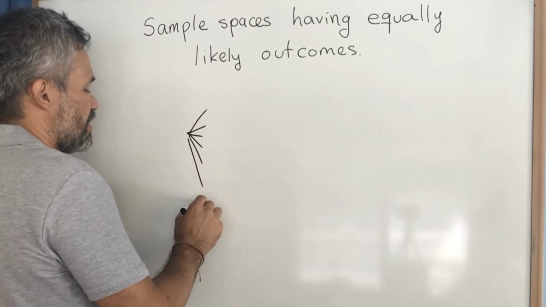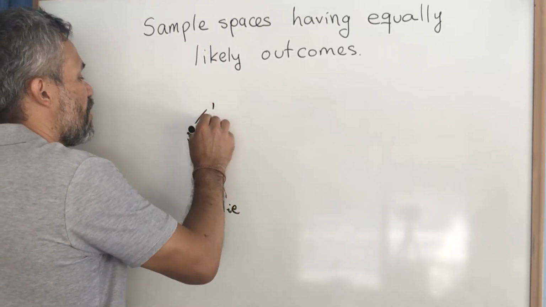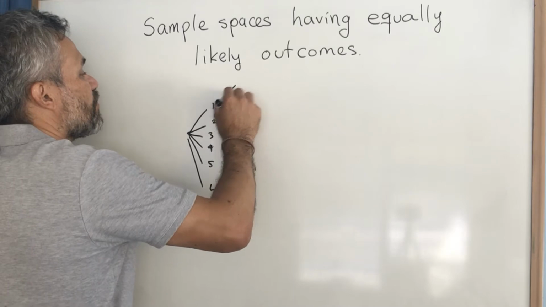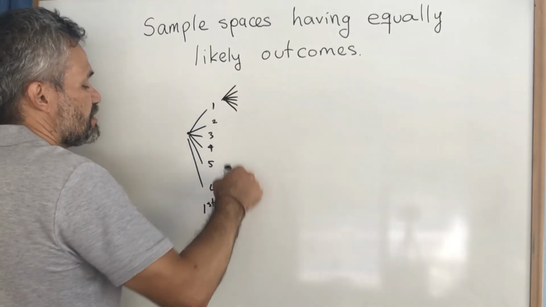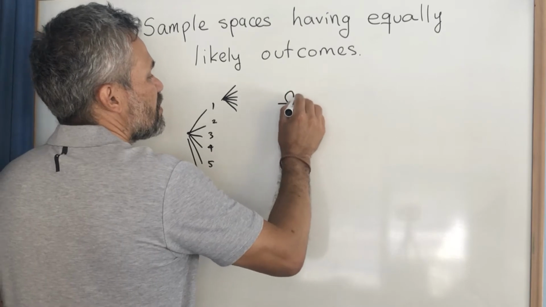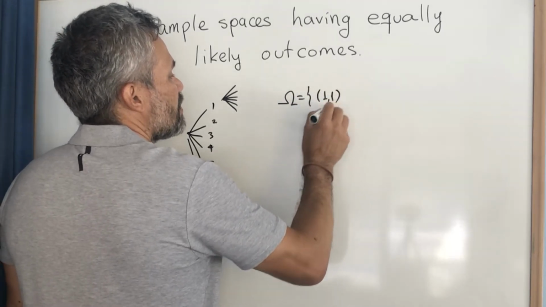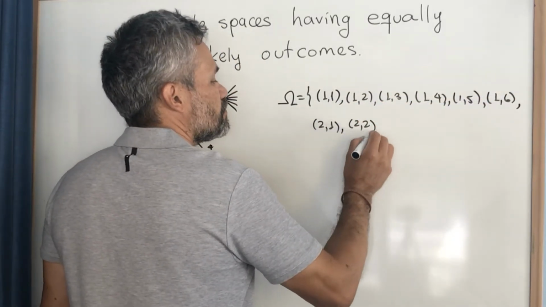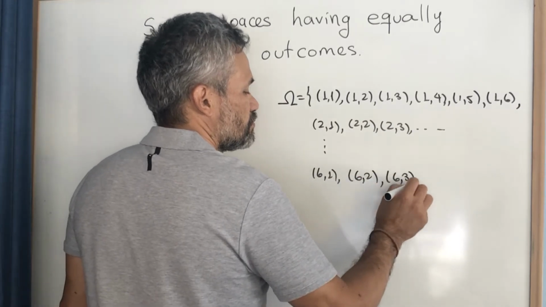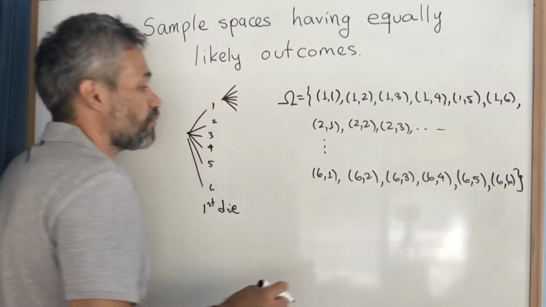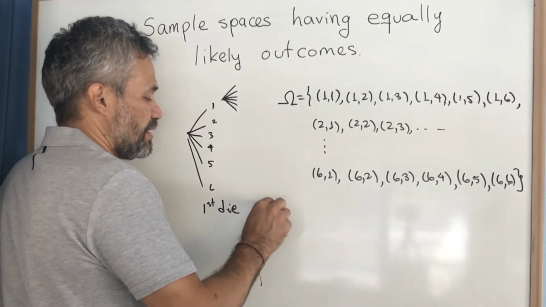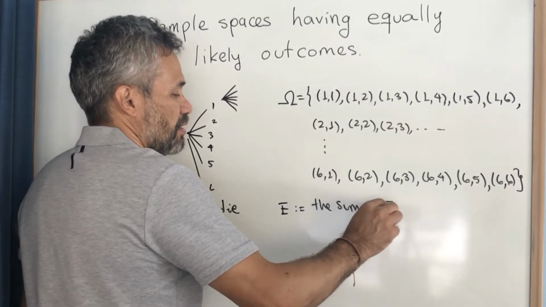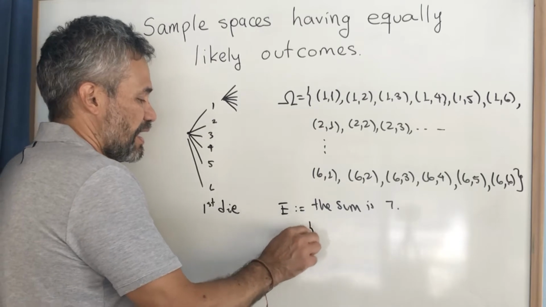For the first die, we have 1, 2, 3, 4, 5, 6, and for the second die we have again 6. Then the sample space will look like 1, 1, and so on. Then if we consider the event E, the sum is 7. Then this event has the following outcomes.